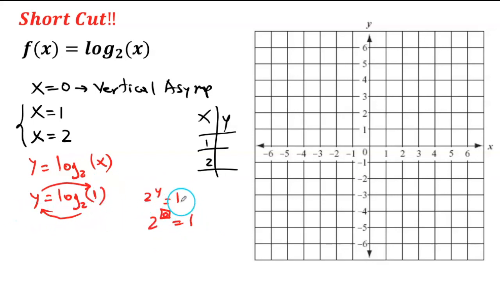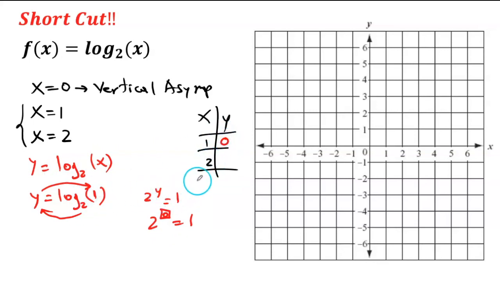I'm always thinking as an exponential because thinking about a logarithmic function is more confusing. So rewriting like this, we can get the values of y. In this case, my y is equal to 0. So when x is 1, y is 0.